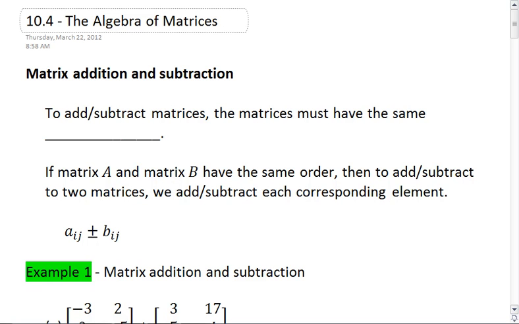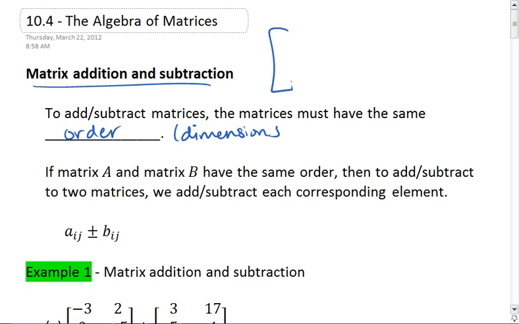Section 10.4, the algebra of matrices. We're first going to look at matrix addition and subtraction. The important thing we need to consider is that to add or subtract matrices, the matrices must have the same order, or we can say dimensions.